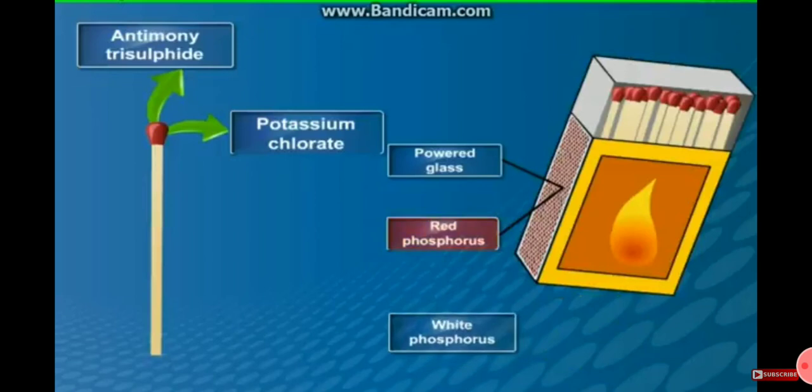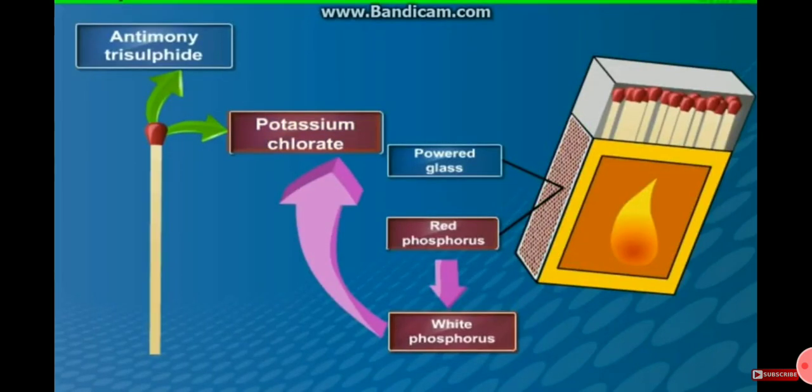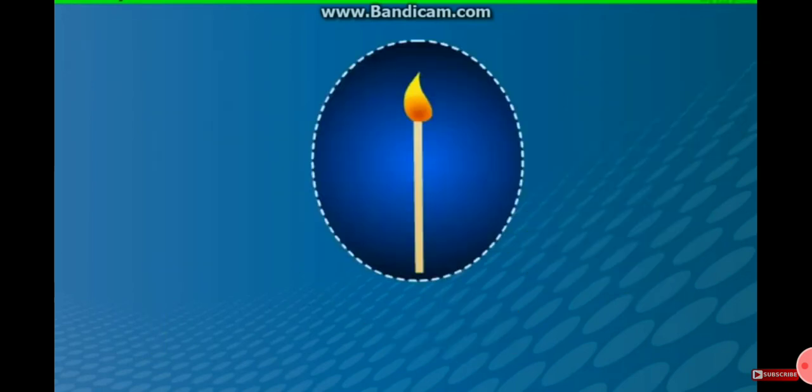Some red phosphorus gets converted into white phosphorus when the match is struck against the rubbing surface. The white phosphorus immediately reacts with potassium chloride in the matchstick head to produce heat required to ignite antimony trisulfide and start the combustion. Thus, we have learnt about the history of a matchstick.